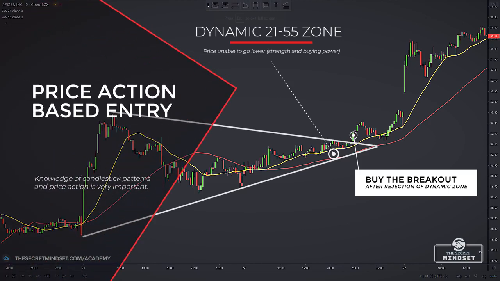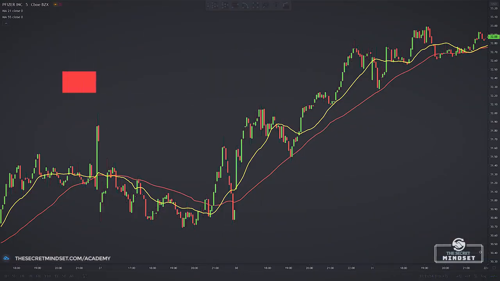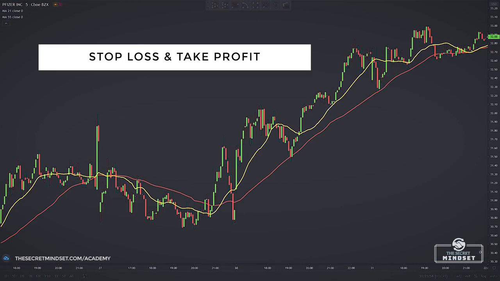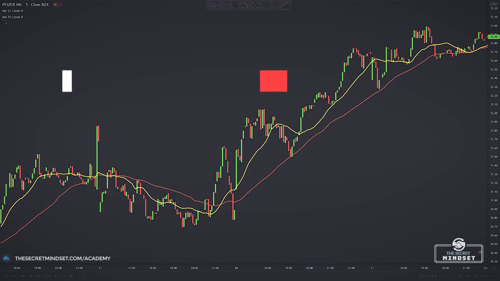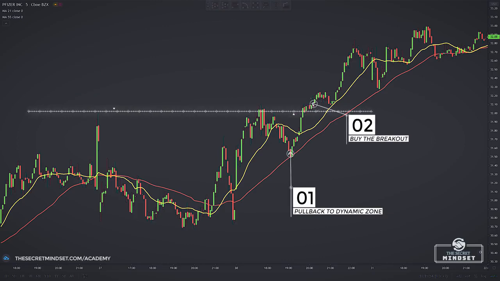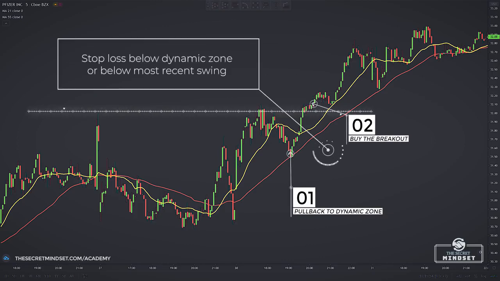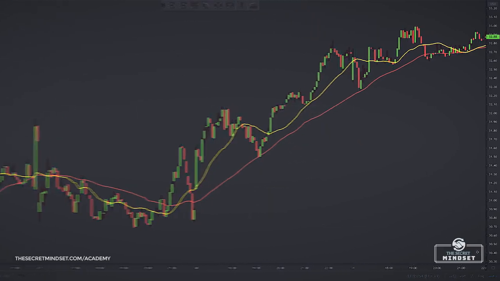With this strategy, knowledge of candlestick patterns and price action is very important. This is because you will be looking for reversal candlestick patterns on this area. Patterns such as engulfing candlesticks and pin bars are ideal as a trade entry. Because the strategy is based on a dynamic zone in the form of the 21 and the 55 moving averages, we will also use these dynamic areas as our basis to set our stop loss, below or above it, depending on the trade we take, in this example below it. This is a conservative stop. A more aggressive stop is below the most recent correction. As for target, I aim for at least a 1 to 1.5 risk-reward ratio.